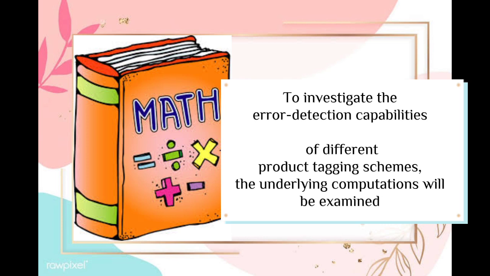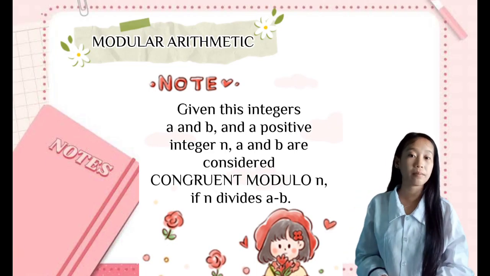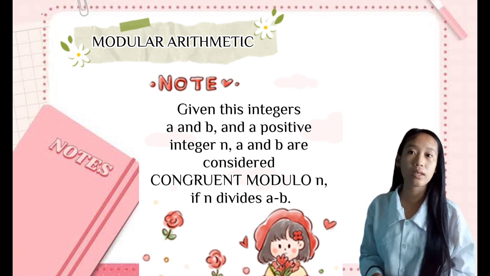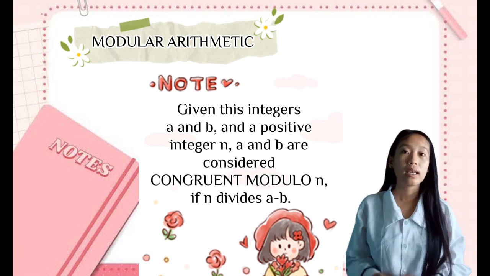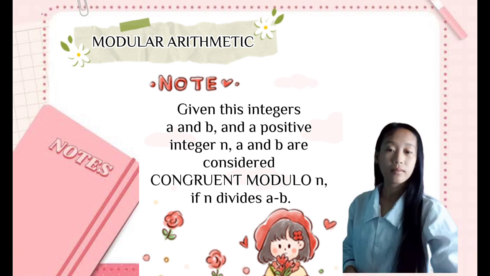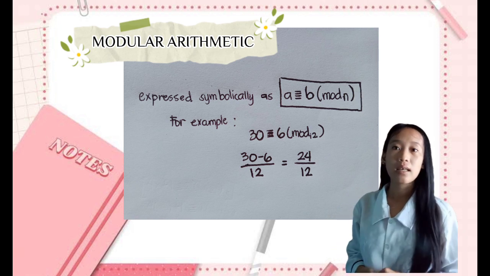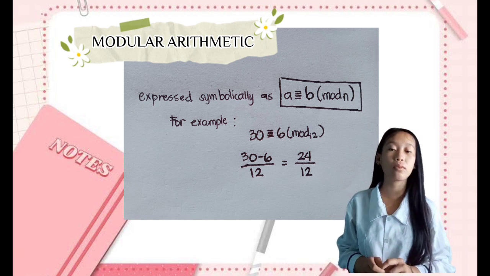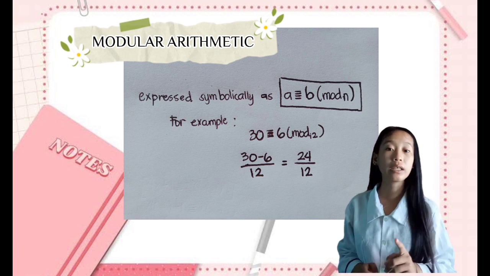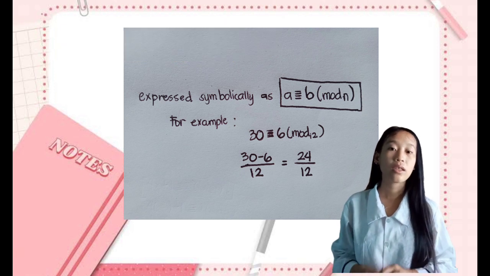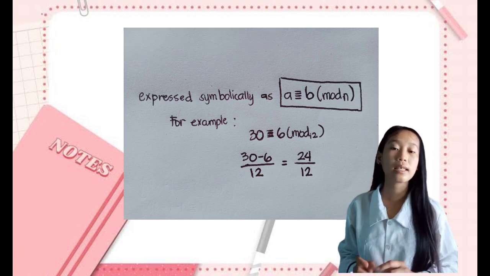So, let's move forward to another topic, which is modular arithmetic. Given integers a and b and the positive integer n, a and b are considered congruent modulo n if n divides a minus b. The relationship is expressed symbolically as a is congruent to b modulo n. For example, 30 is congruent to 6 modulo 12 because 30 minus 6 is divisible by 12.